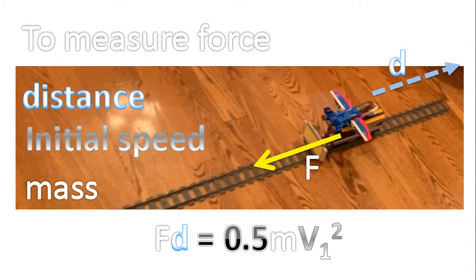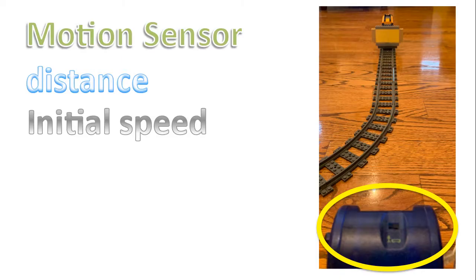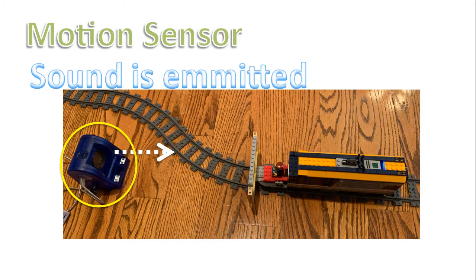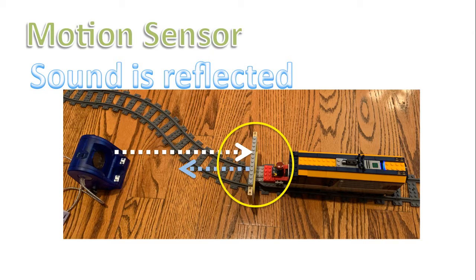So to measure force, we need these three quantities: distance, initial speed, and mass. So to determine the distance and the initial speed, we are going to use the motion sensor that is circled in the diagram there. How this motion sensor works is that it emits sound. You can see the sound represented by the white arrow. The sound is going to encounter a surface, the flat surface that I've put at the front of the train. When sound encounters that flat surface, it's going to reflect. It's going to reflect in the same direction from where it came from.